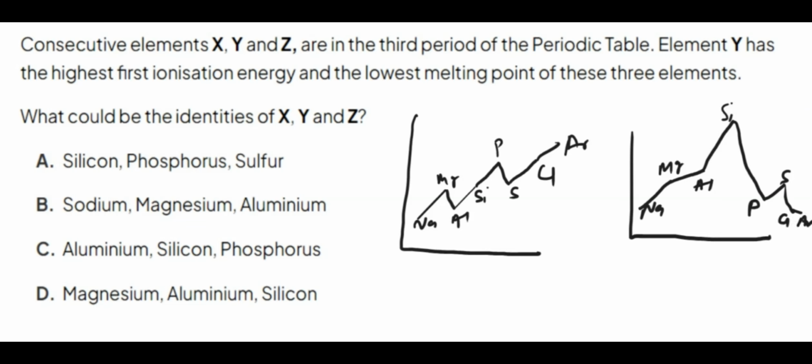Let's look at the options. Option A is silicon, phosphorus and sulfur. This is silicon, phosphorus and sulfur in the first ionization energy trend, and we can see that P, phosphorus, has the highest of all of these three. And if I look at the trend for melting point, I can see that phosphorus has the lowest melting point. Hence option A should be the correct option.